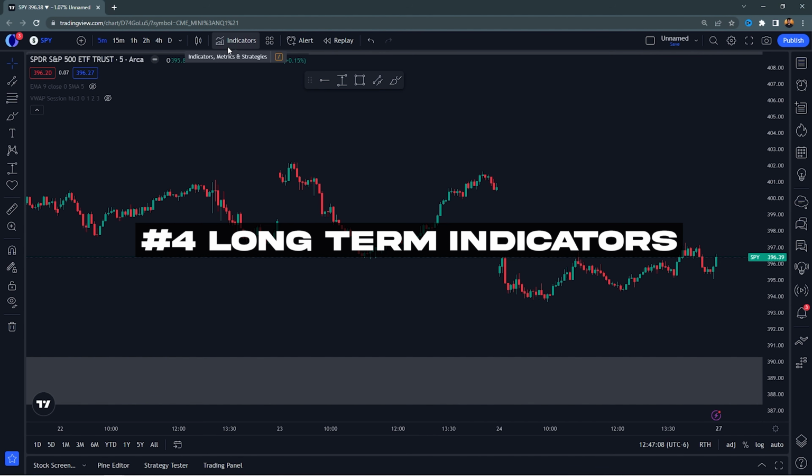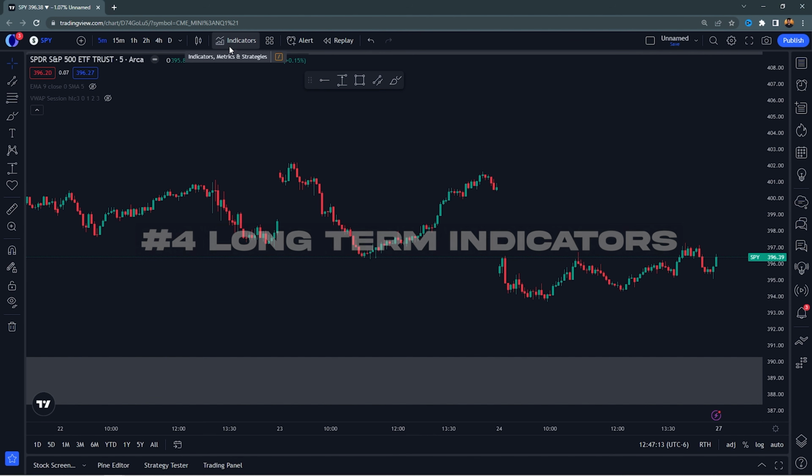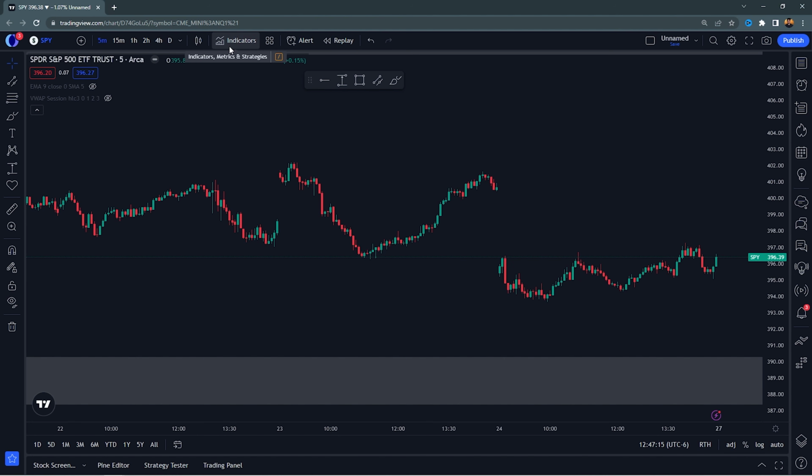Next up, we have our long-term indicators, and these are just going to give you a broad spectrum and a look at what's happening with the market as a whole.